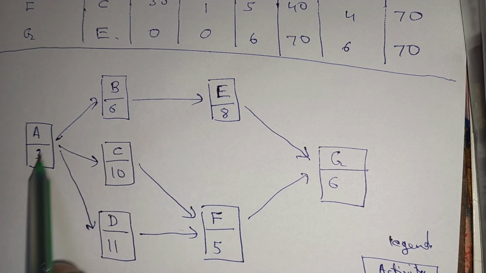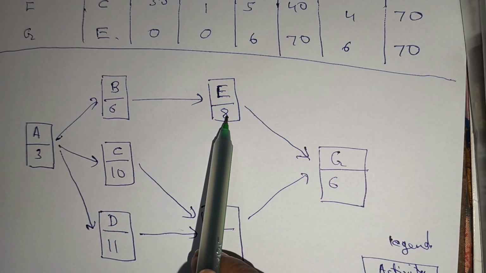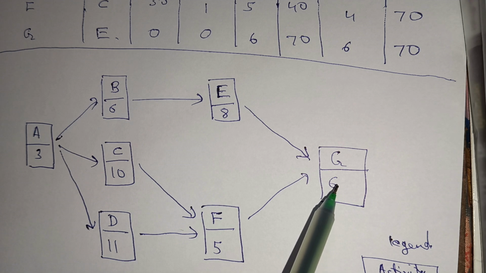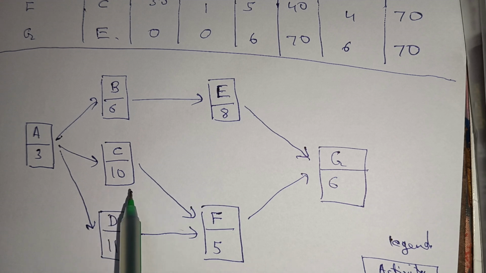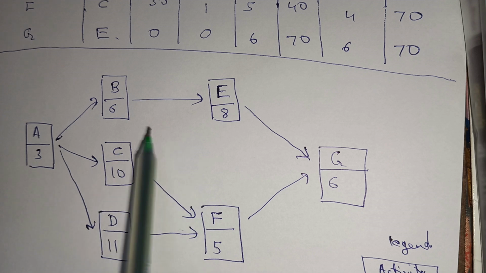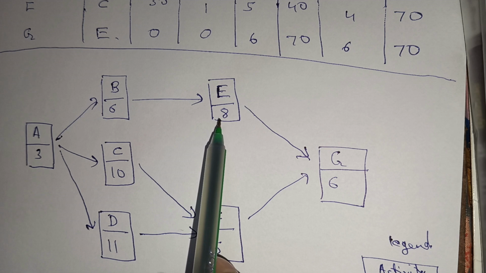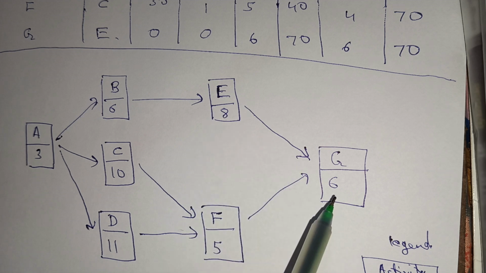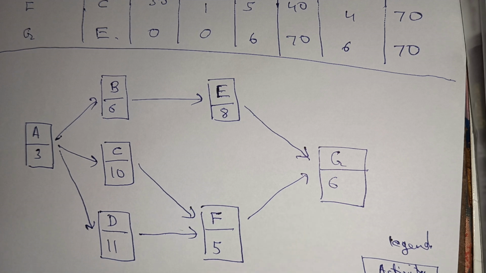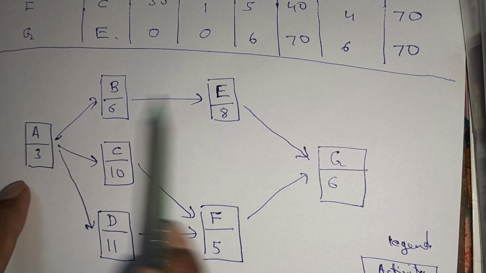So if you see, it is 3 plus 6, 9, 9 plus 8, 17, 17 plus 6, it is 25. Yes, and this one, 6 plus 3 is 9, 9 plus 8, 17, 17 plus 6 is 23. Okay, 23. This is not the longest path.